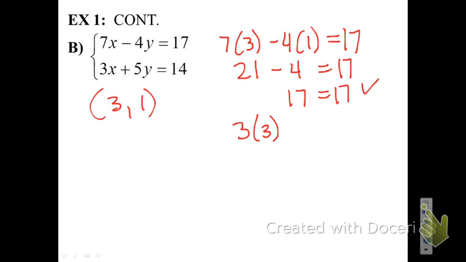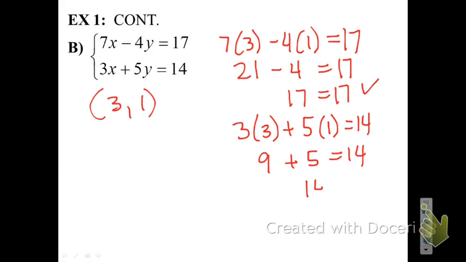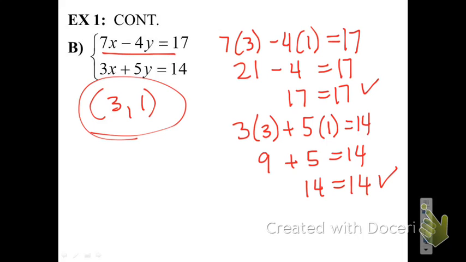So 3 times 3 plus 5 times 1 equals 14. 3 times 3 is 9. 5 times 1 is 5. And we get 14 on the bottom equals 14. So it checks. It means that our solution is correct. Now remember that this solution means it's where, if we were to graph these two lines, it's where the two intersect.